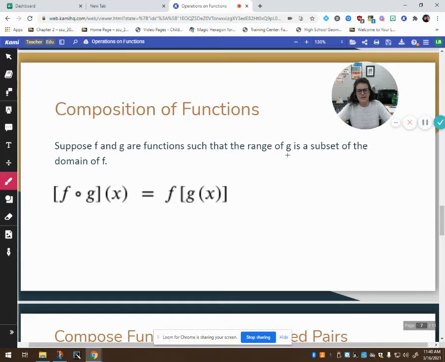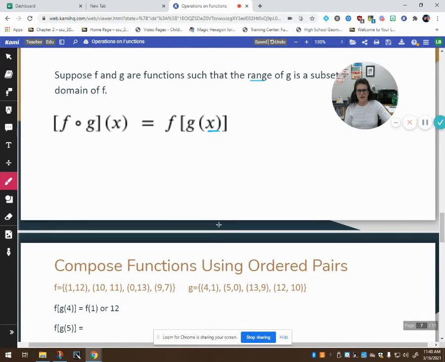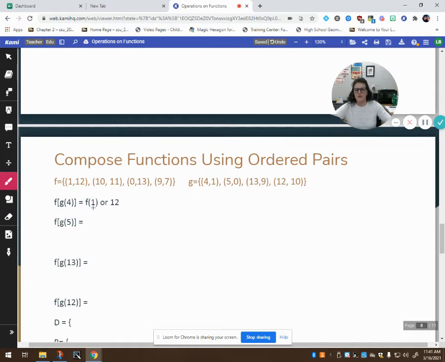So let's put that in English, right? What that's saying is the y values of g become a subset of the domain for the f values. So again, what that means is when I plug in some value for x, I get out a range, right? I plug in the x, it gives me out a y value. That y value then becomes what I plug in place of this f. So that's what it's talking about. So let's look at how that makes sense by looking at some ordered pairs.